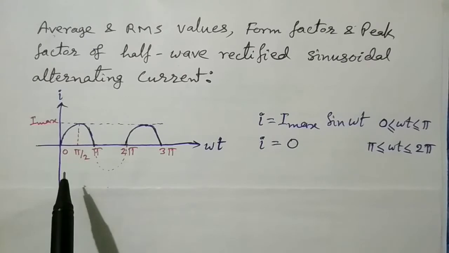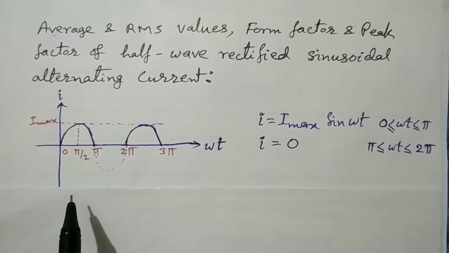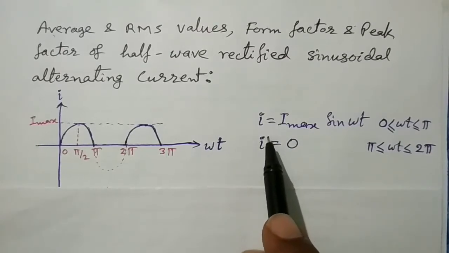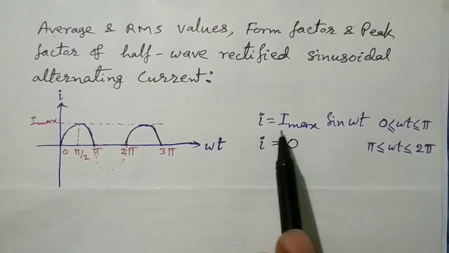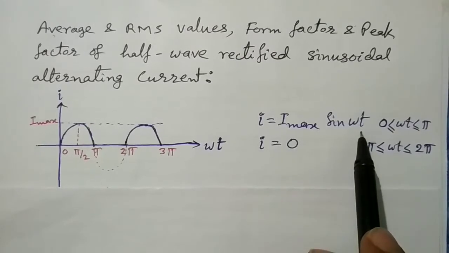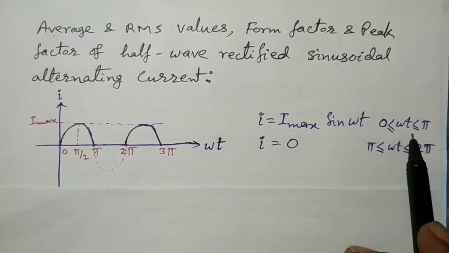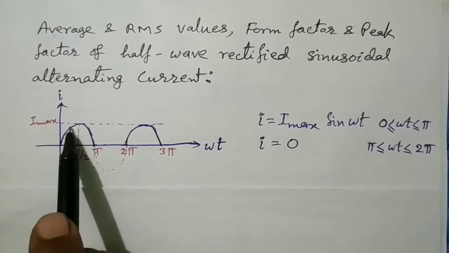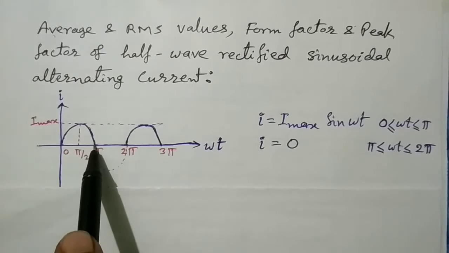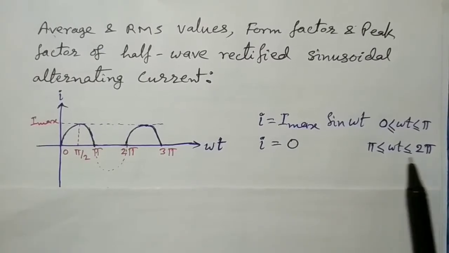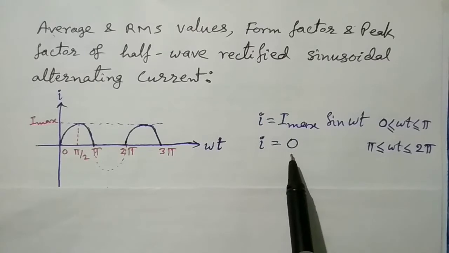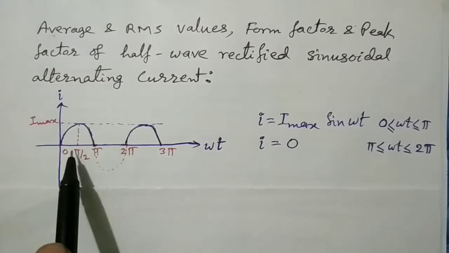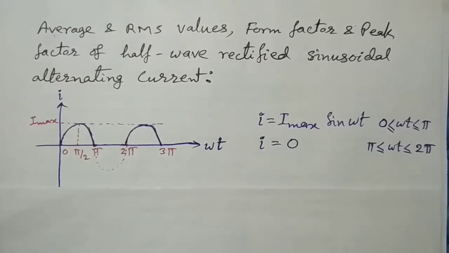Actually, it is derived from the purely sinusoidal waveform. So the value of the instantaneous current can be written as I equal to I max sin omega t when the value of omega t is between 0 and pi. Between 0 and pi, it will be just like a sinusoidal waveform. But from pi to 2 pi, the value of the current is 0. So it is an unsymmetrical waveform.